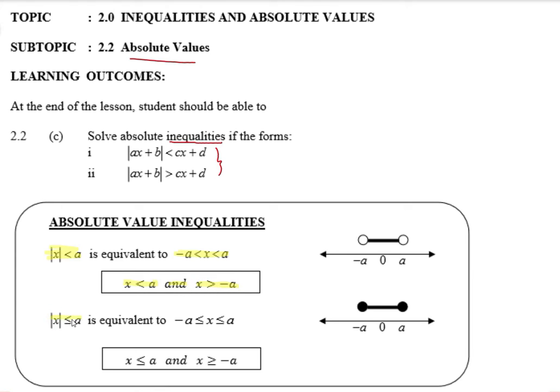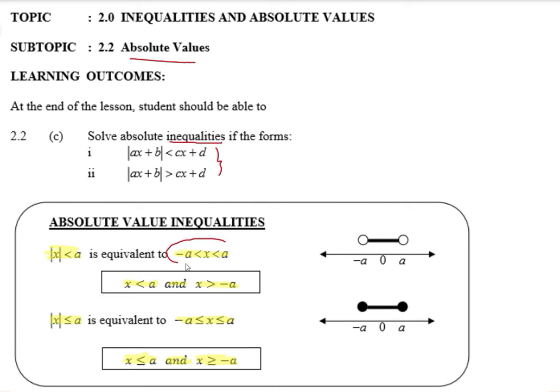The next definition is similar, but the only difference is there's an equal sign beneath the less than sign. So it is equivalent to the same definition as just now. Just write an equal sign below the inequalities, and also the same for the next definition. Okay, now let us look at the representation of these definitions on a number line.